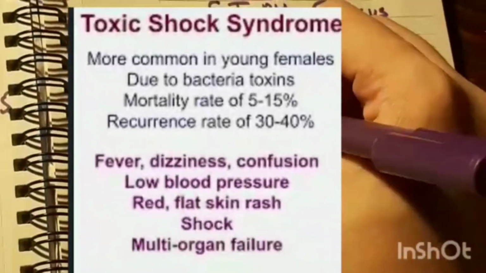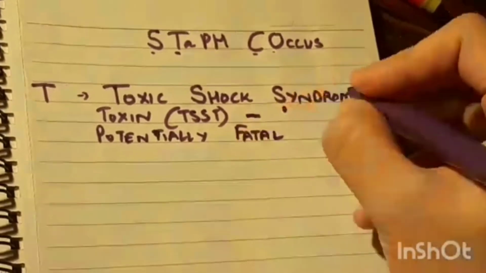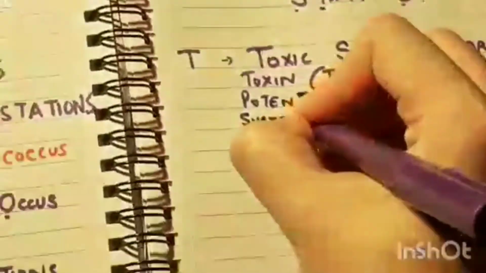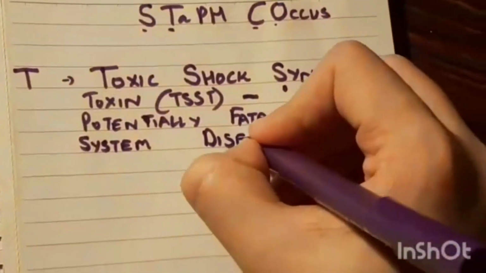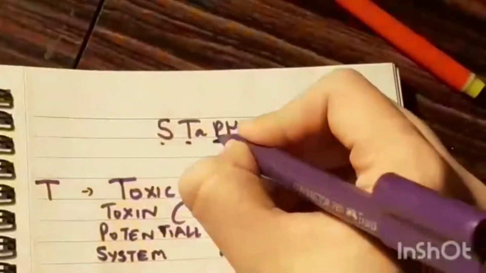This is caused by enterotoxin type F or pyrogenic exotoxin C, which is most often responsible. But enterotoxins B or C may also cause the syndrome. Now we go to the fifth letter, which is P.